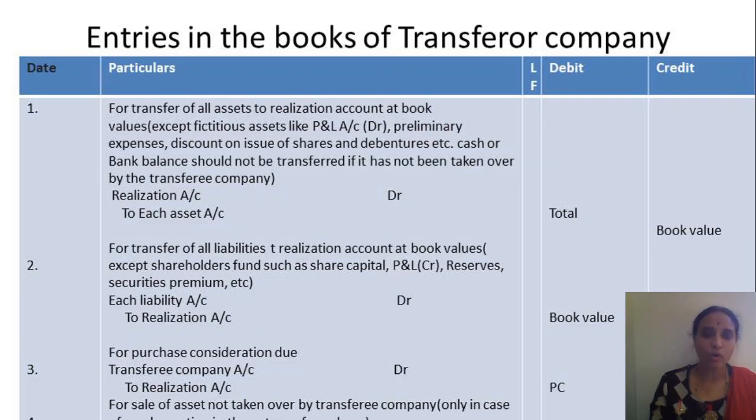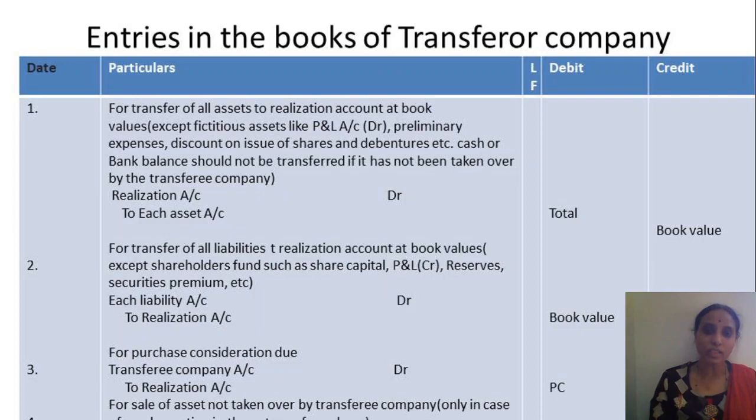Then the fourth one is for sale of asset not taken over by the transferring company. Sometimes this entry will be there in case of amalgamation in the nature of purchase, not in the case of merger. Because in the nature of merger, all the assets and liabilities are taken over by the transferring company, so no transaction like assets sold outside will be available. But in the nature of purchase, the assets are taken over, that means they can take the assets. It's their wish, that is the transferring company.